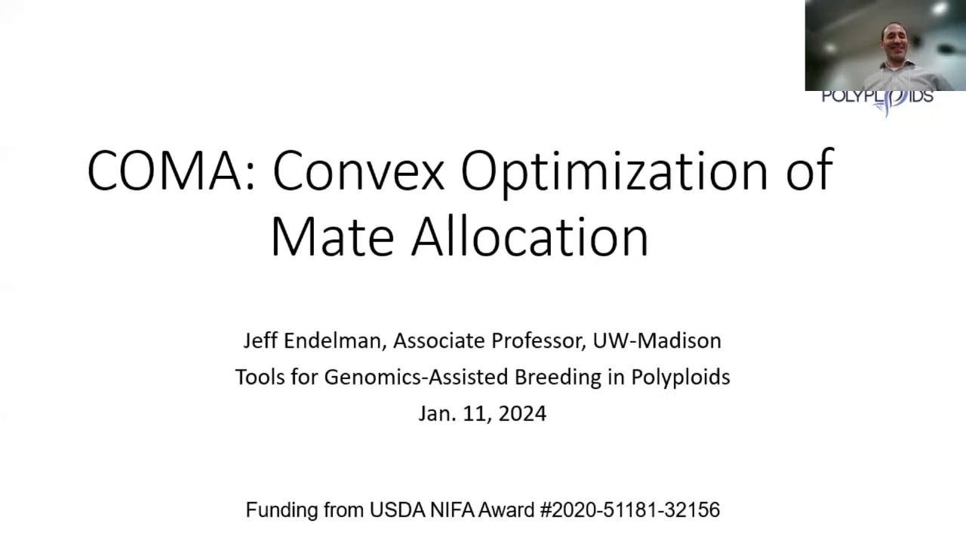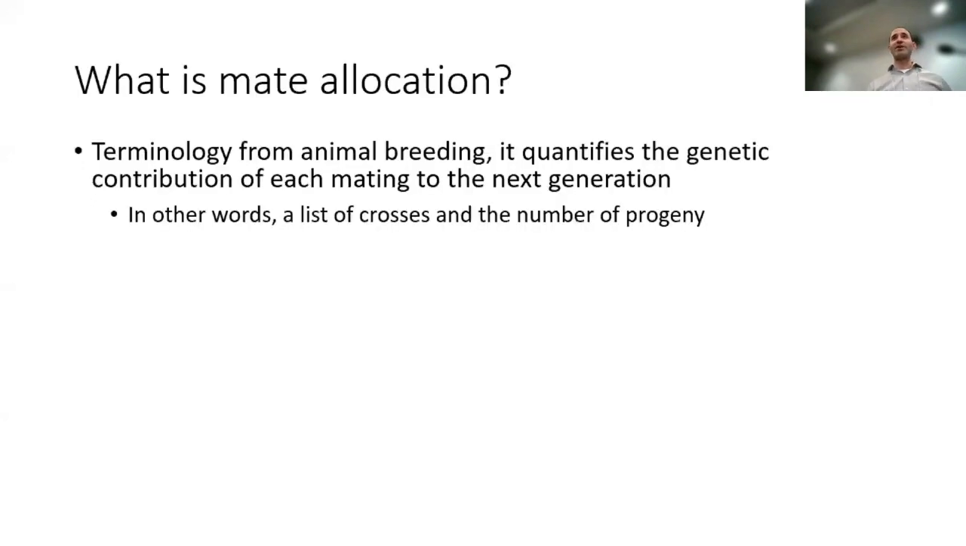Thank you. Right, so COMA stands for Convex Optimization of Mate Allocation. And thank you to funding from USDA and NIFA for this project. What is mate allocation? Not a term that is widely used in plant breeding. It comes from animal breeding, but of course it means the same thing whether you're talking about plants or animals. It's about mating individuals to create progeny for the next generation. So mate allocation is basically the genetic contribution of any particular mating to the next generation.